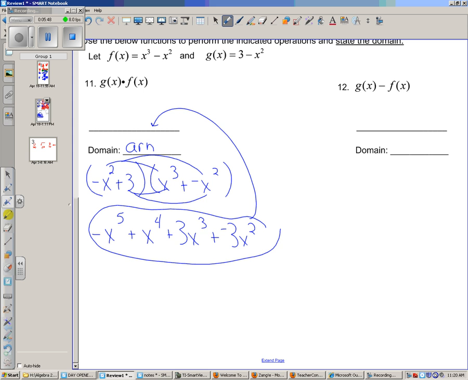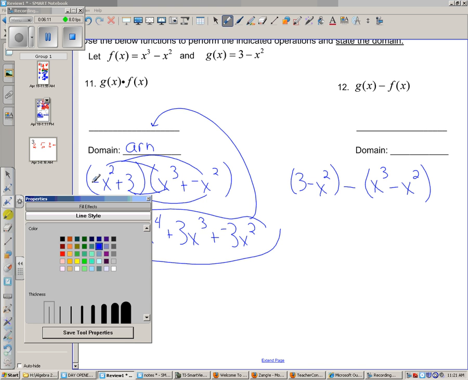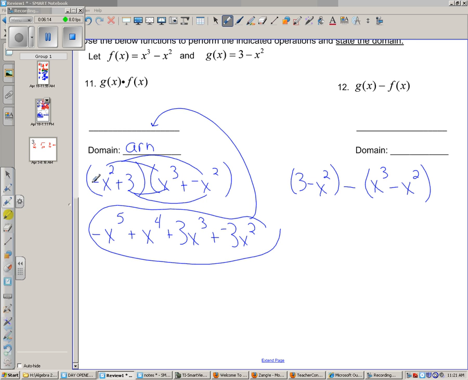In the last problem, I am going to take g of x, and I'm going to subtract f of x. And I'm putting this in parentheses because I'm supposed to subtract the whole function. And now I'm going to go through and add the opposite. So when I add the opposite, this minus x squared is going to become plus negative x squared. And when I add the opposite here, this positive x cubed will become negative x cubed, and the opposite of subtracting x squared is adding x squared.